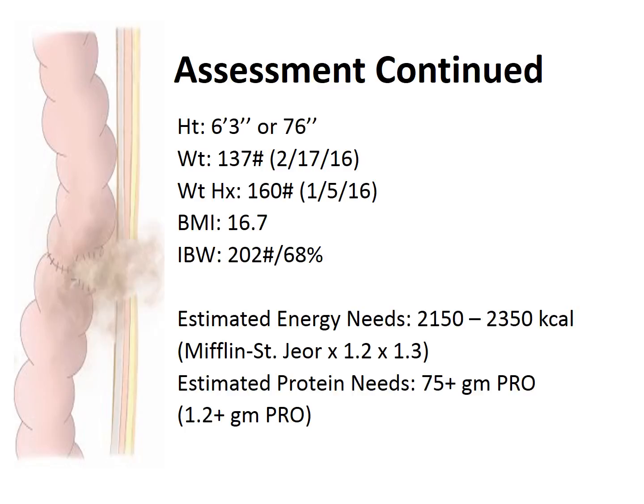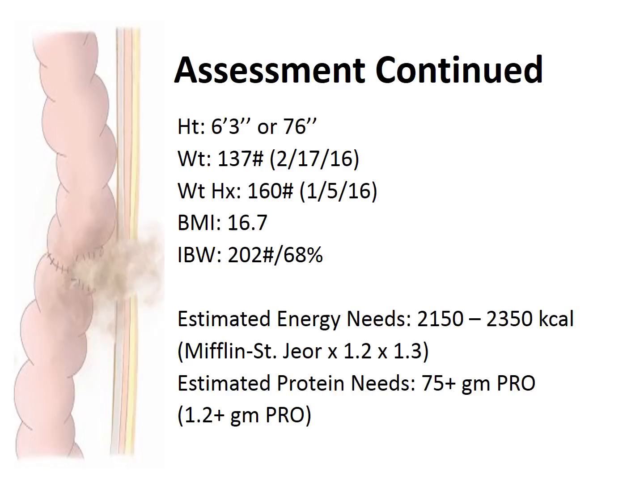Ideal body weight, he was only 68% of his ideal body weight. So while again malnutrition is not diagnosed with the BMI or the ideal body weight, the fact that his BMI was low and his ideal body weight was low gave a good indication that this patient may be malnourished and needed further assessment, as well as looking at that weight history of going from 160 to 137 in just 1 month.